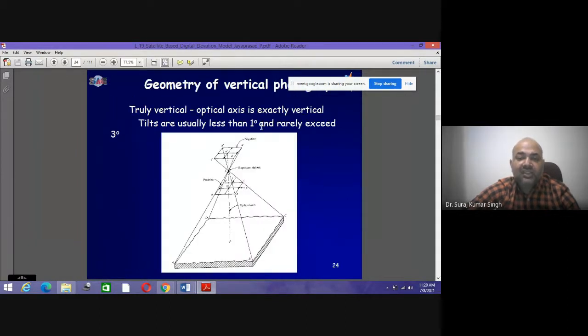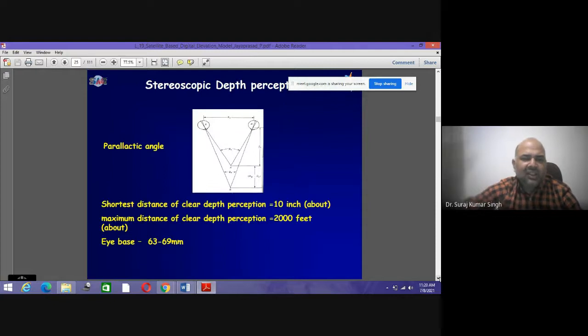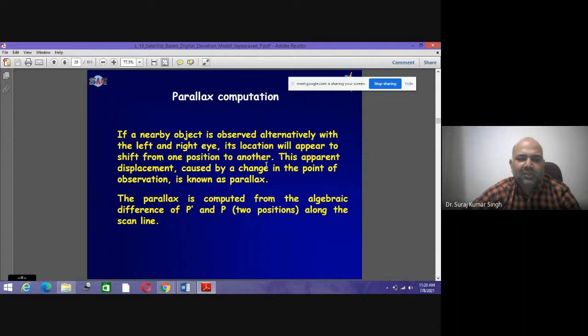Then these are the various kinds of a truly vertical optical axis. Then you have got tilts. Then you have got low oblique photograph, high oblique photograph, vertical photograph, that we have already covered major of the portion in our earlier semester. So I will not be going deep into the stereographic depth perception, that we have already completed.